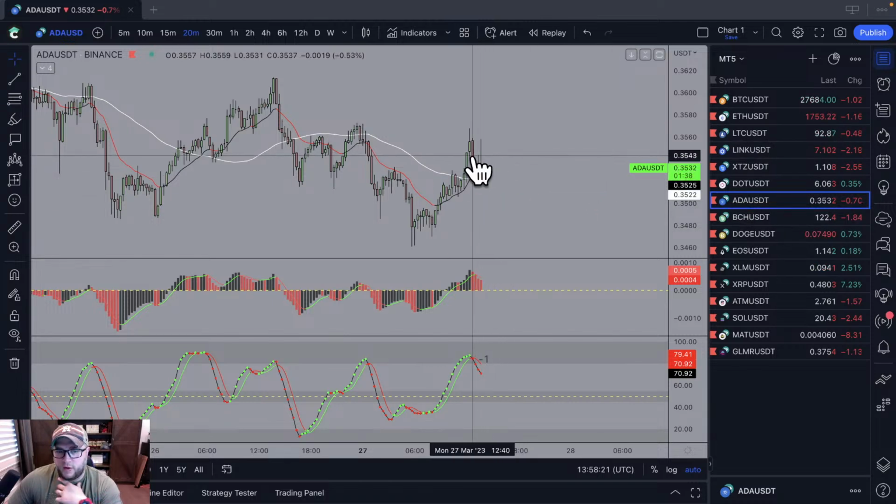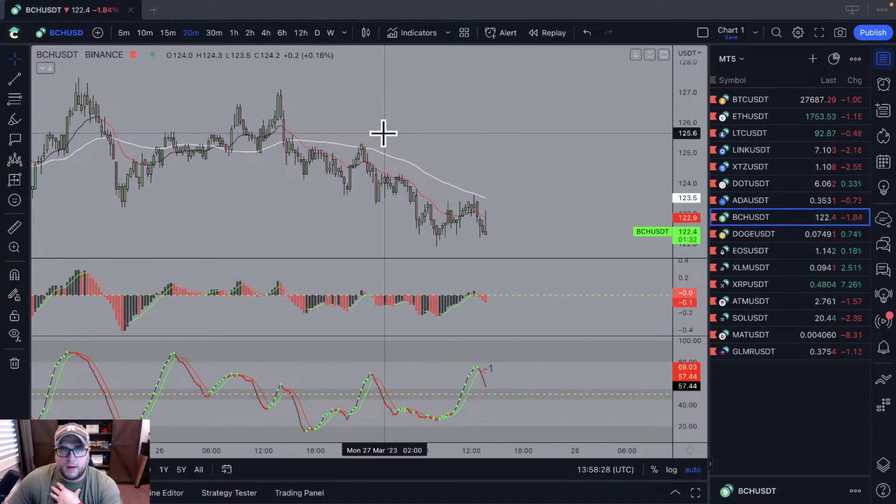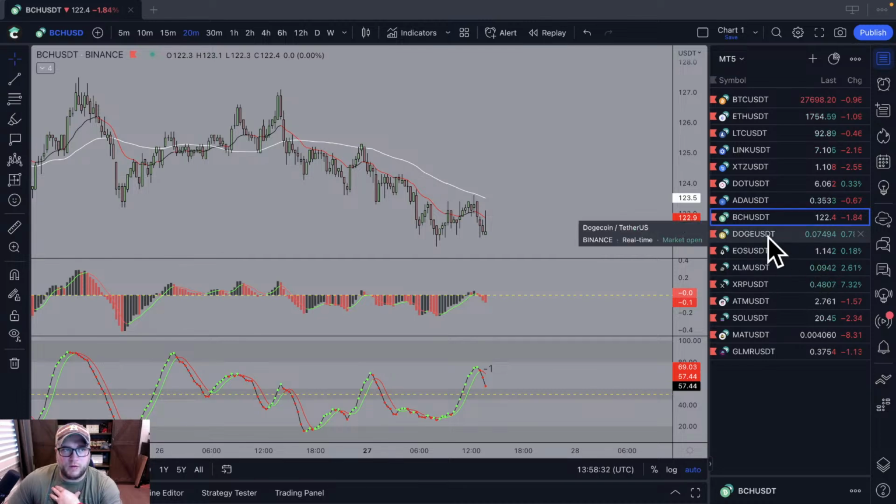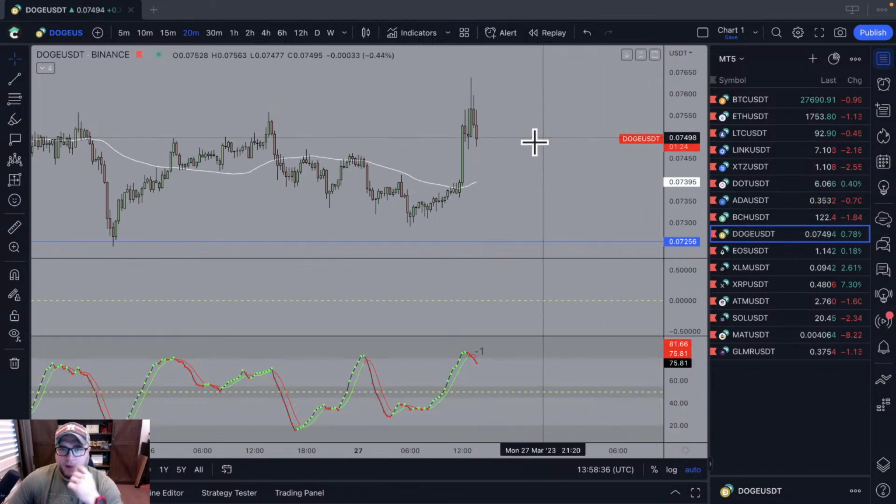So right here, this would have been a good one. Everything turned red on you. Your target would have been the moving average. That's without a doubt. Bitcoin Cash, I'm not a fan of trading it because it moves crazy and it has too many gaps. So gap ups and gap downs.